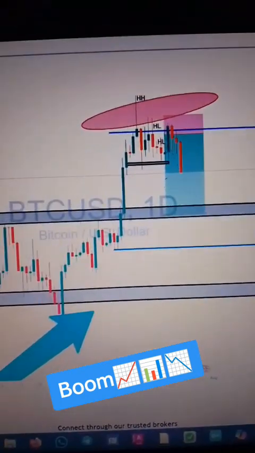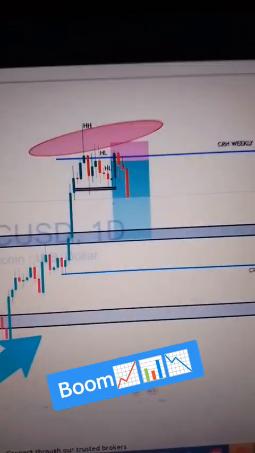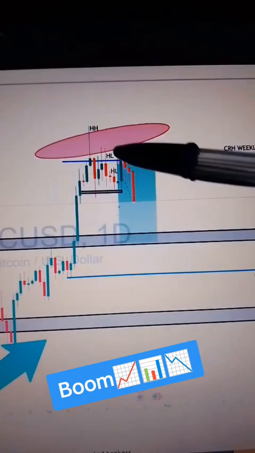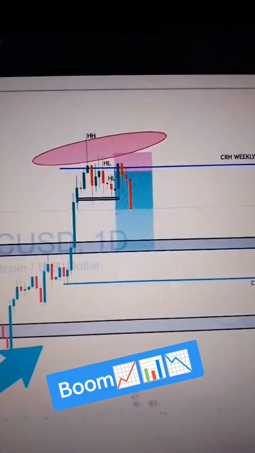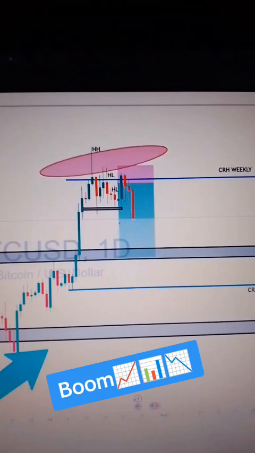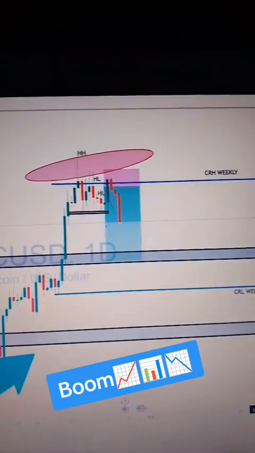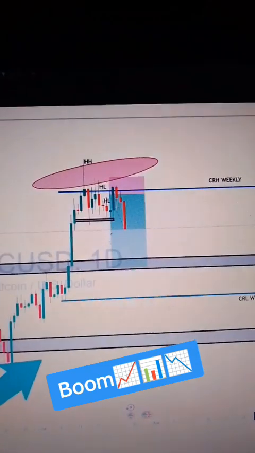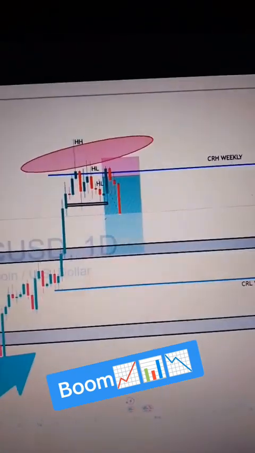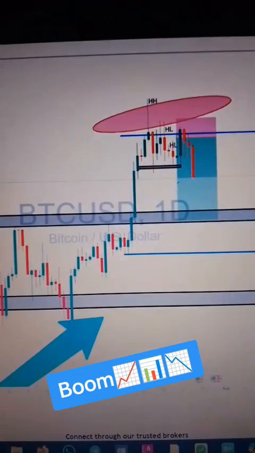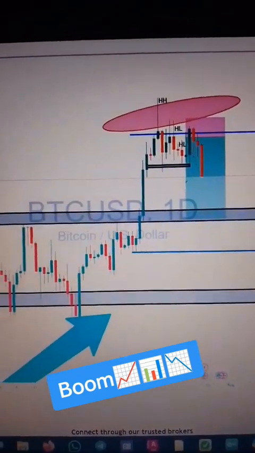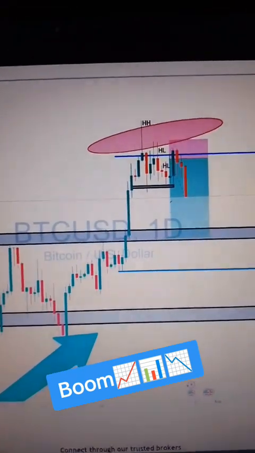Yeah, there are so many setups coming up from this zone. We have seen the CRT, we have seen the double top pattern, we have seen the M structure pattern. So let's wait patiently and see what will happen. The market is dropping.